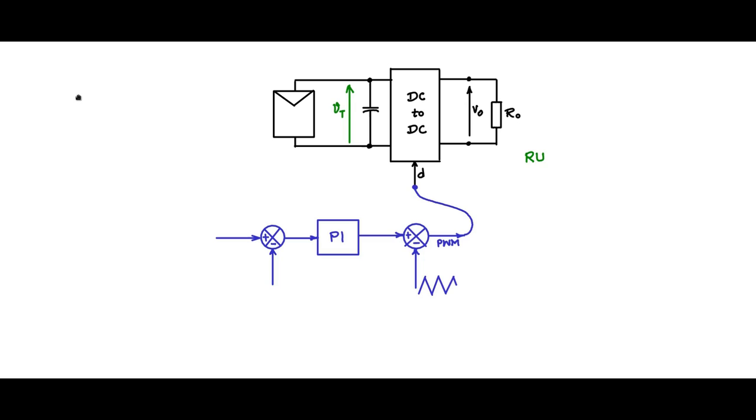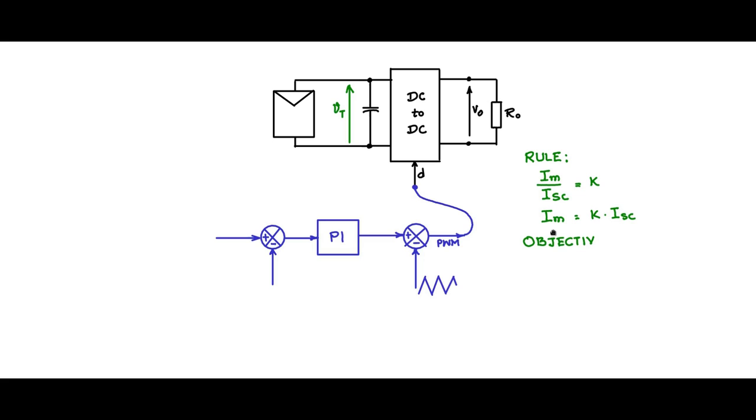Consider the rule that we just discussed, where Im by Isc is equal to a constant K, or Im is equal to K times Isc. Isc is the short circuit current for the panel at a given insolation. Now, what is the objective?